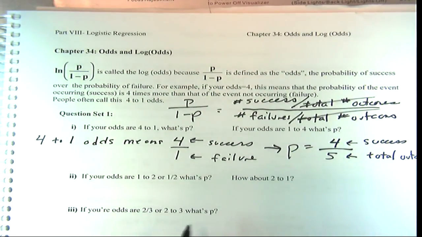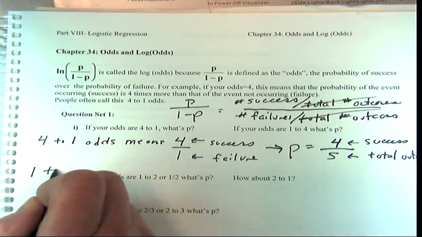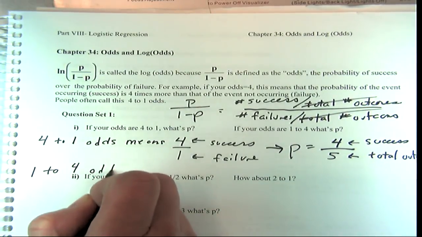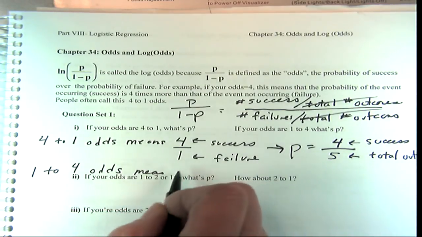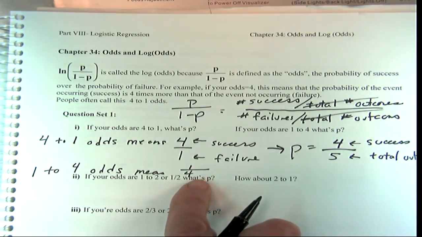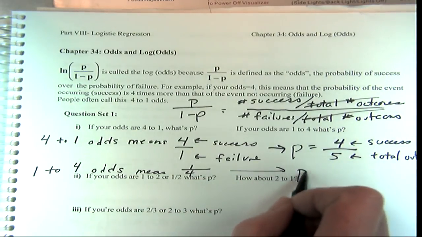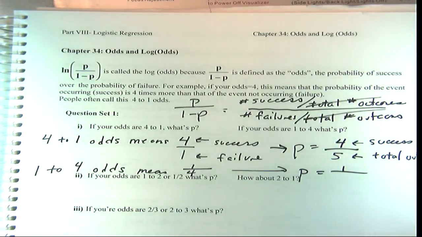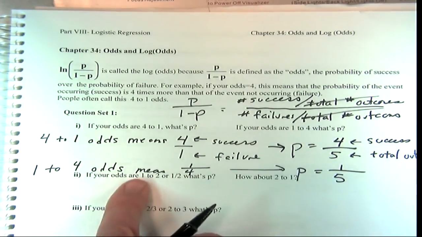All right, so what if your odds are 1 to 4? What would that mean? 1 to 4 odds would mean 1 success over 4 failures, right? Which means your probability is 1 over what? 5. All right, so why don't we do this one as an iClicker now?